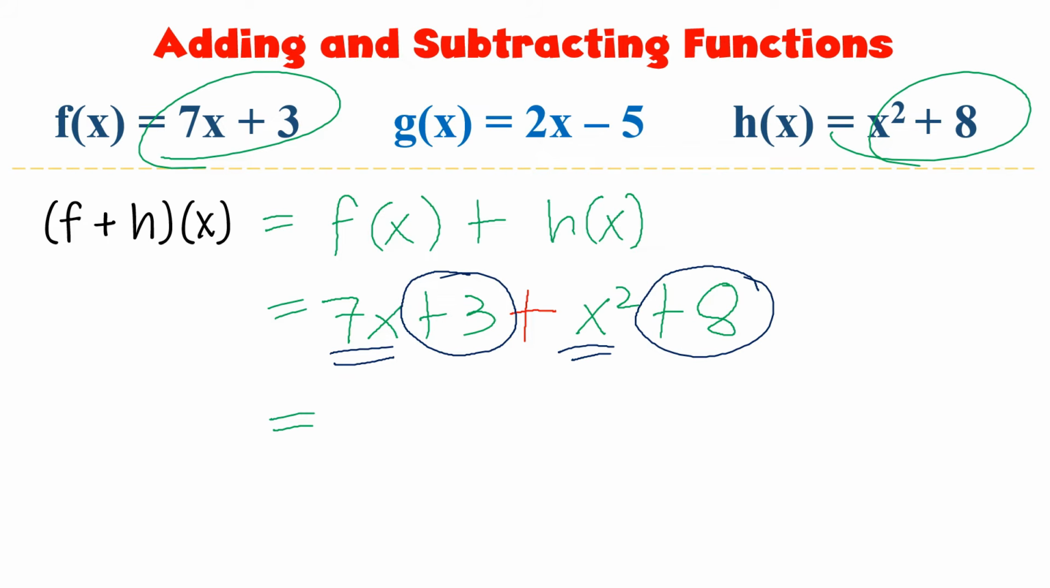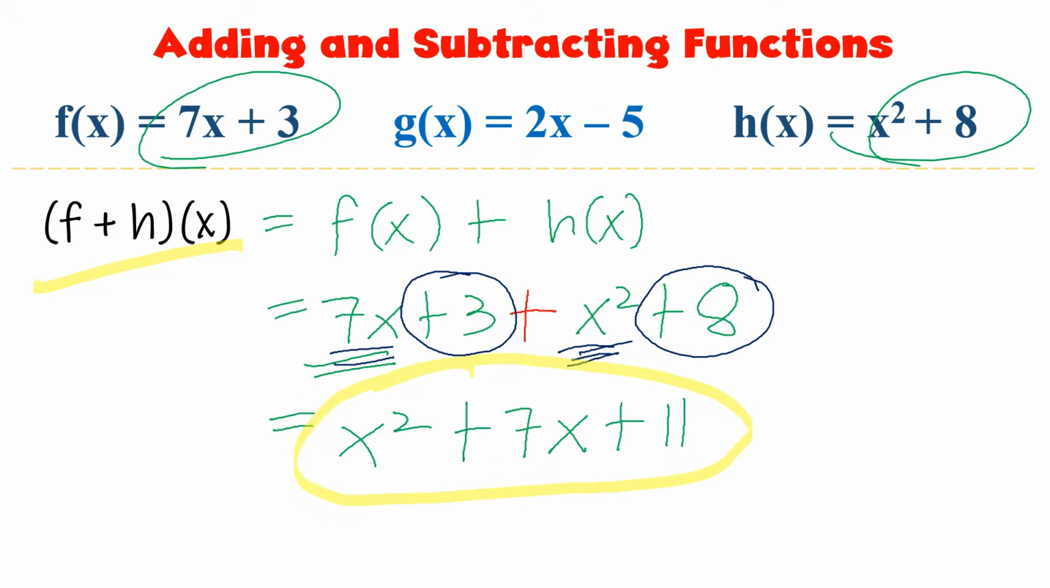Magsimula tayo sa mas mataas na exponent, which is x squared. So, let's write x squared. Then, copy positive 7x. And combine the two constant. So, we have positive 3 and positive 8. 8 plus 3 will have positive 11. So, the answer for f plus h of x is equal to x squared plus 7x plus 11.